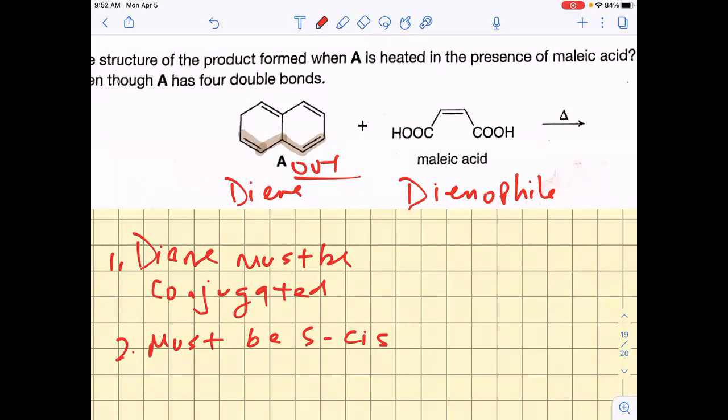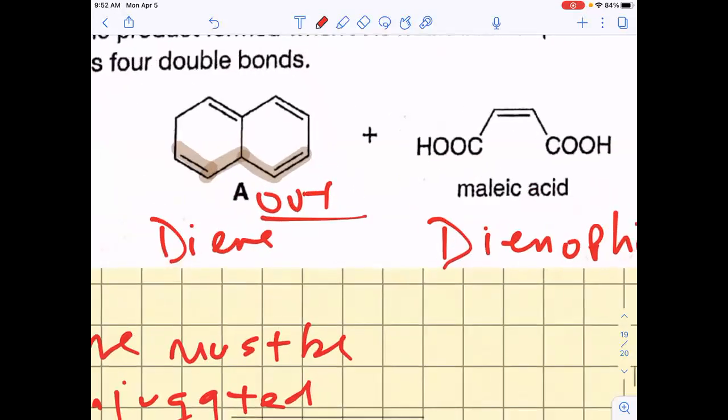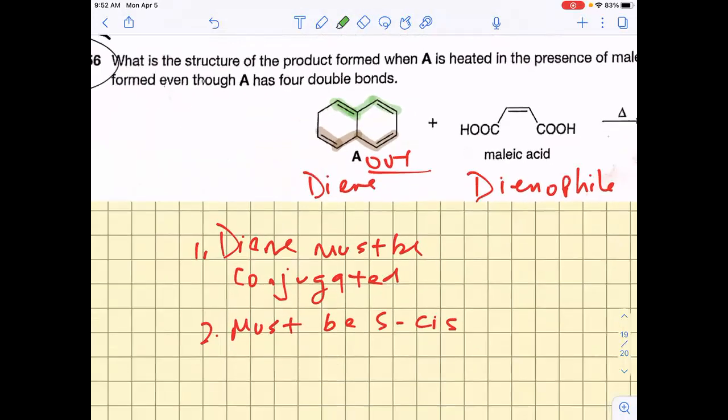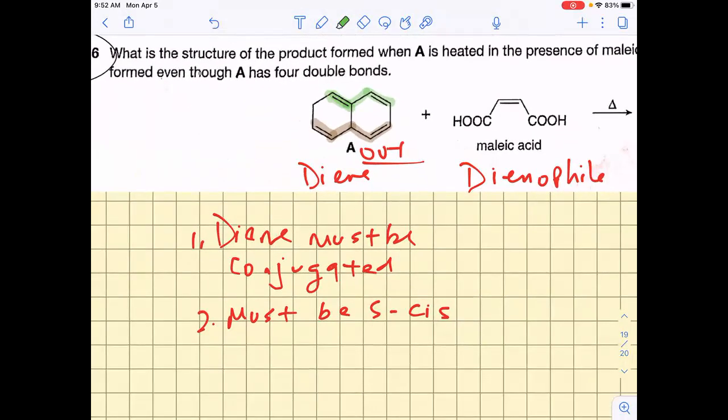Now we got another diene up top, right here. It's conjugated for sure. Is that right? Yes. It's definitely conjugated, but the fact that it's in a ring means that it's locked in S-trans, so we can't use that either.